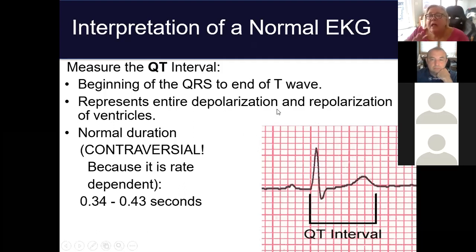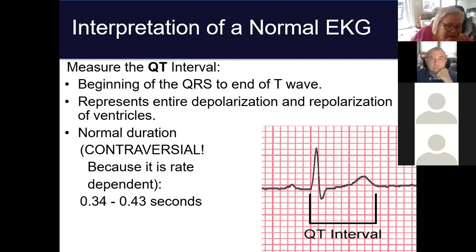We look a lot at the QT interval. I talked about this, I think last week or at some point in time, because there are a bunch of medications that can prolong the QT interval. And the more you prolong the QT interval, the more prone to either ventricular tachycardia or ventricular fibrillation a patient can become.